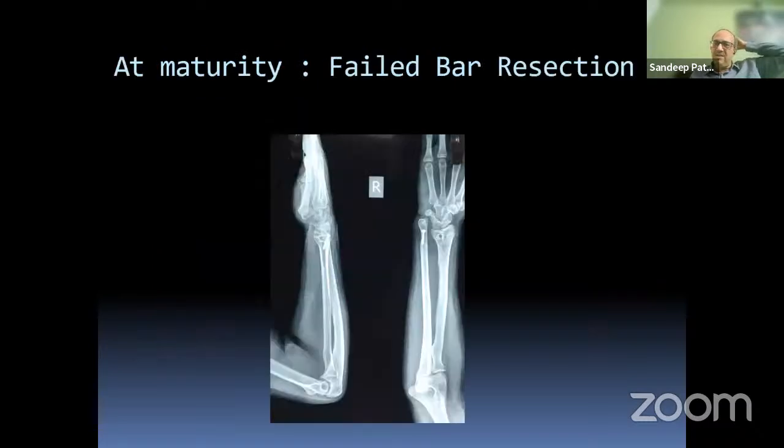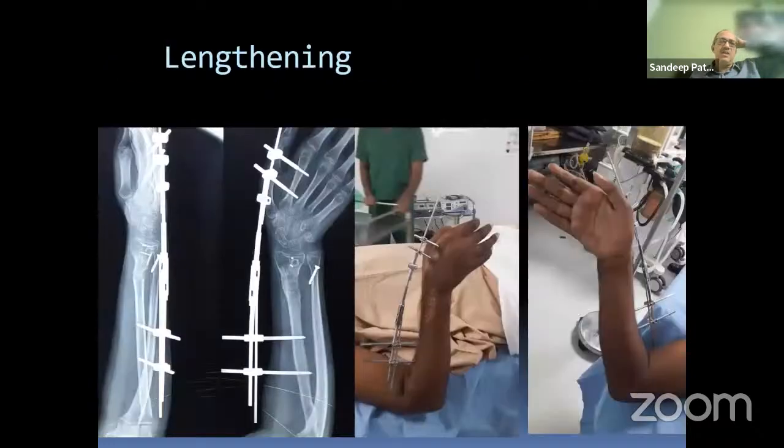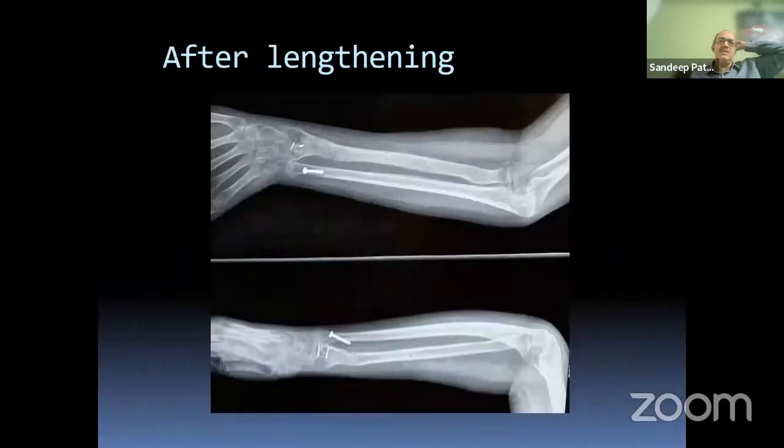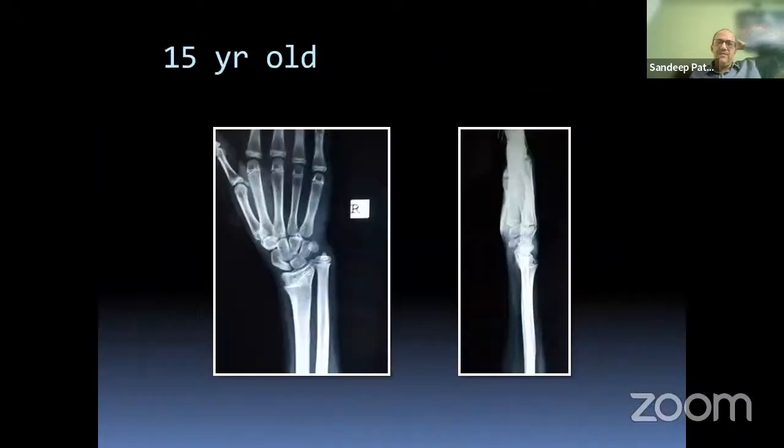And at maturity, when it was a failed bar resection, I did a conventional lengthening, and we took out that screw and gave him a well-balanced wrist. This was after lengthening, and everything was done.